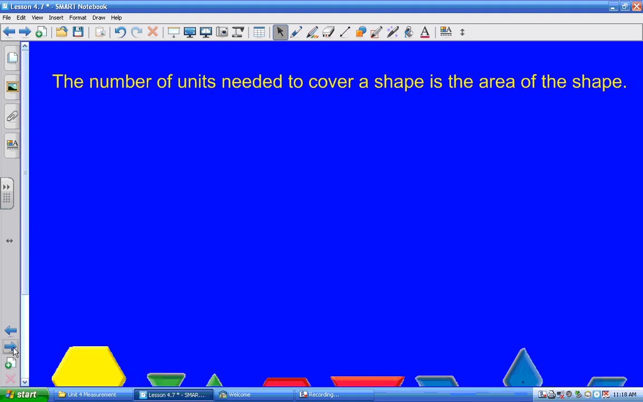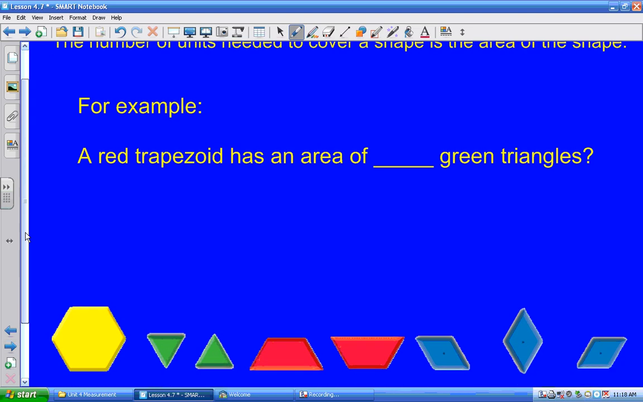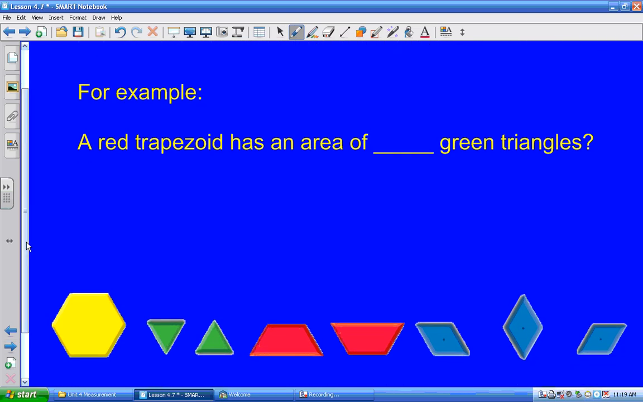The number of units needed to cover a shape is called the area, right? You all agree with me? Alright, so let's take a look, for example: a red trapezoid has how many green triangles to cover it? Well, what we can do here is grab a red trapezoid, and now I have to bring some green triangles and cover it. So I just want to guess. How many of you want to guess how many green triangles? Yes, May? Thinking 3, and I think you're pretty close. So I bring 1 green triangle to there, 1 green triangle to there, and 1 green triangle to there. So how many is there? 3. So that means that, in this case, a red trapezoid has an area of 3 green triangles.